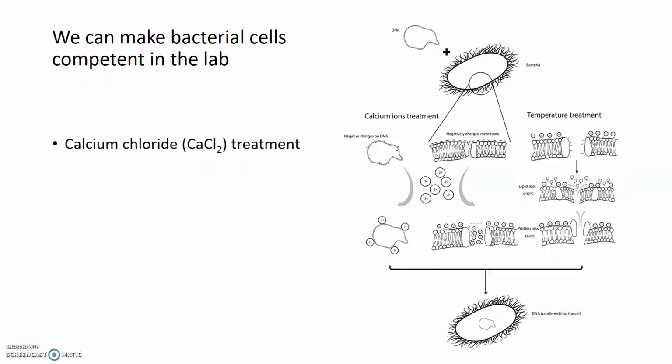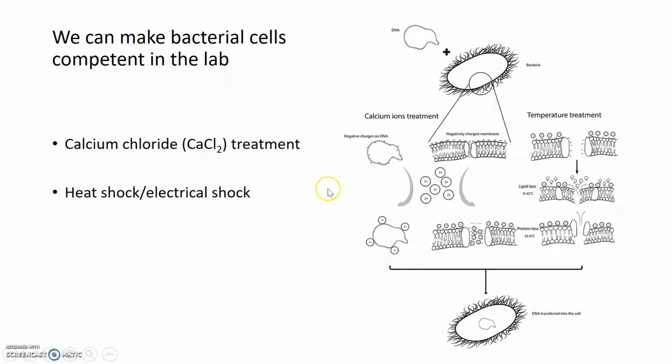And so we can actually make bacterial cells that are normally not competent in nature, competent in the lab in several different ways. And one of those is by using a treatment with calcium chloride, or CaCl2. During a calcium chloride treatment, the positive calcium ions can actually extend pores in the negatively charged membranes of a bacterial cell and keep them open wider and allow DNA to pass through.